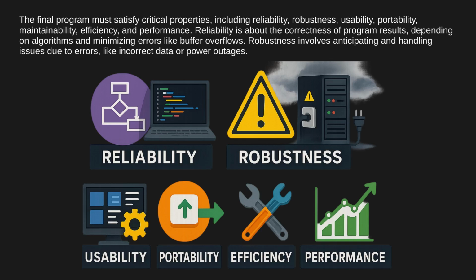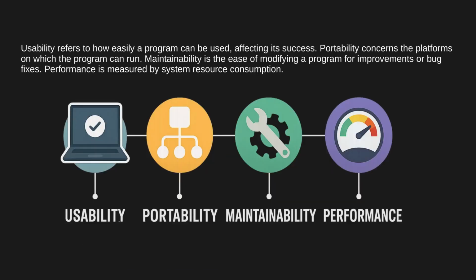Reliability is about the correctness of program results, depending on algorithms and minimizing errors like buffer overflows. Robustness involves anticipating and handling issues due to errors, like incorrect data or power outages. Usability refers to how easily a program can be used, affecting its success.